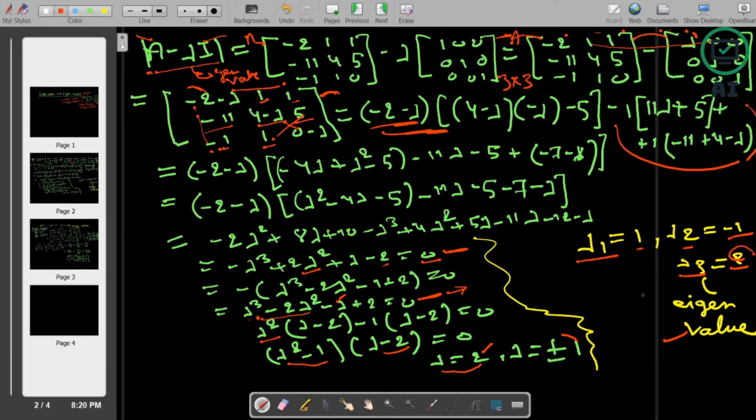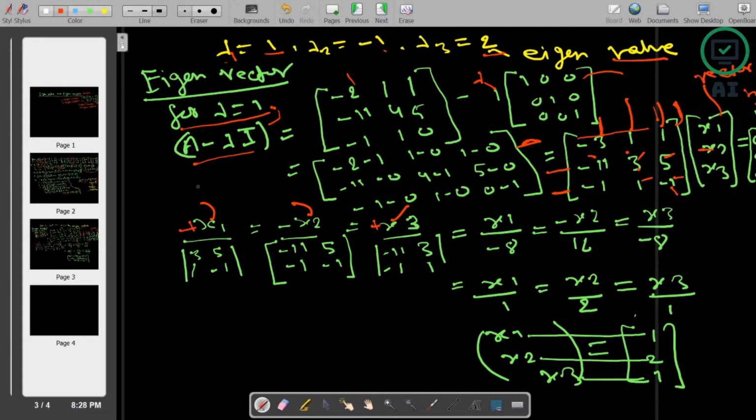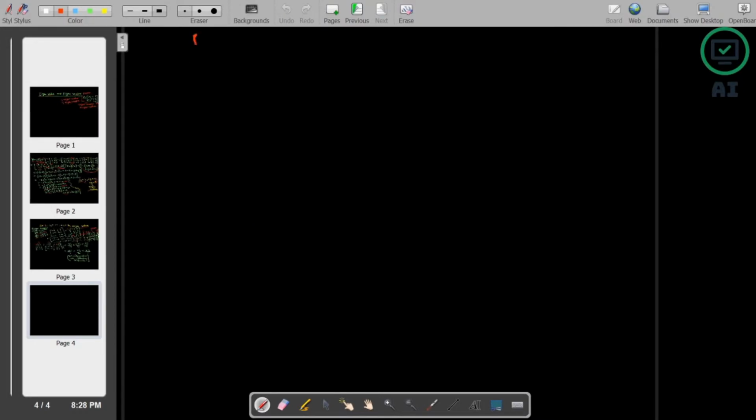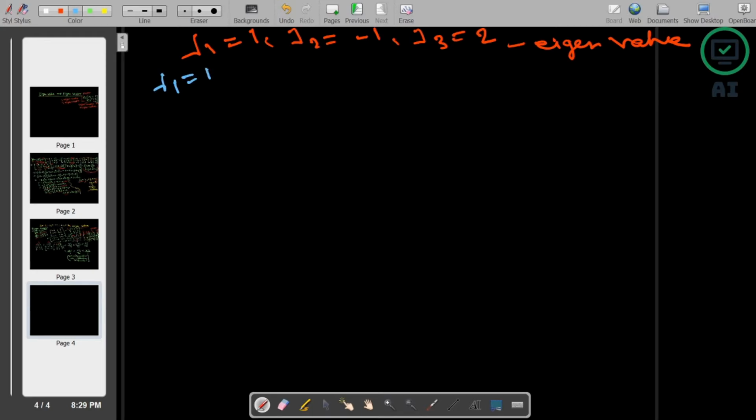So let's now calculate the eigenvector for this particular first lambda 1. Similarly you can calculate for the other 2 also. Okay, so now we have got the values: lambda 1 is 1, lambda 2 equal to minus 1, and lambda 3 equal to 2. So these are nothing but the eigenvalues. Now we have to find out the eigenvector for all three eigenvalues. So let's take the first one, lambda 1 equal to 1. Similarly you can find out for all other eigenvalues also.